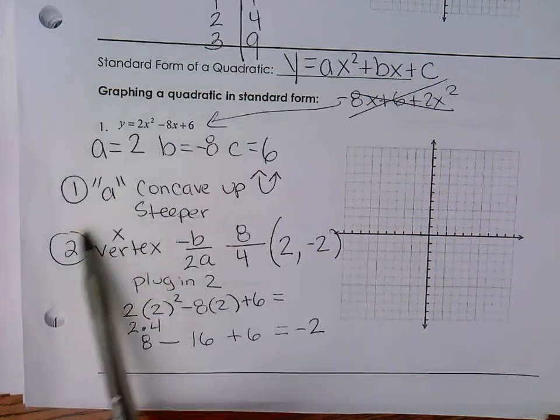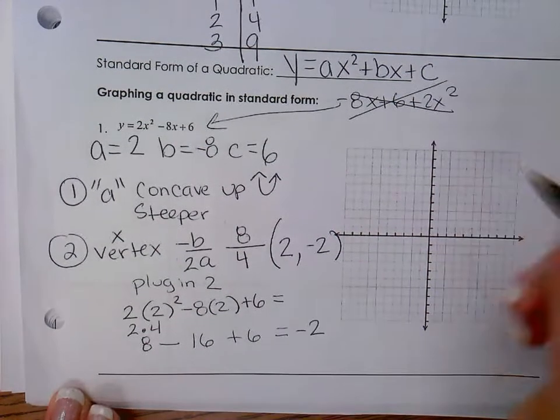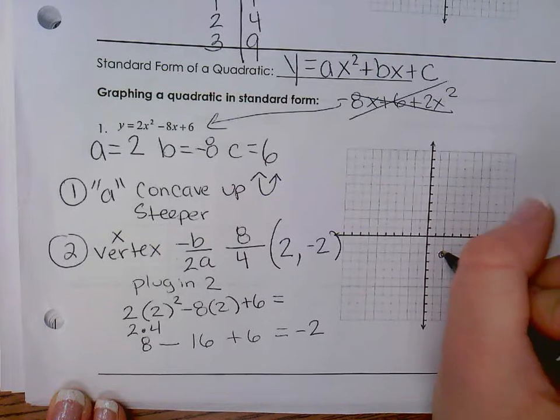See all that work that you had to do in standard form? Don't you like vertex form better now? Because vertex form is literally, hey, does it go right or left? And is it up or down? So it's so much easier in vertex form. So you plot your vertex on that 2 comma negative 2.